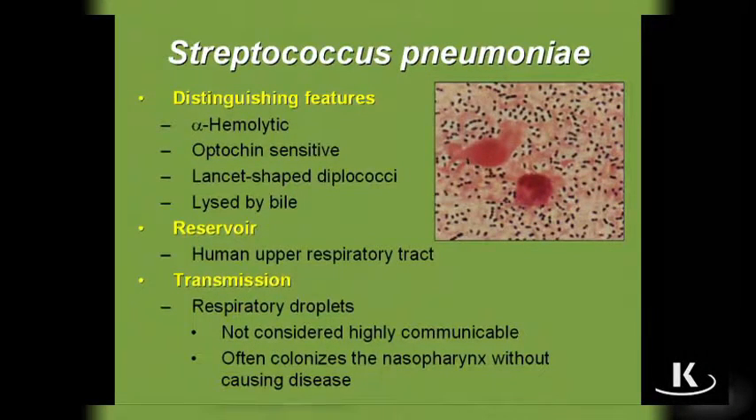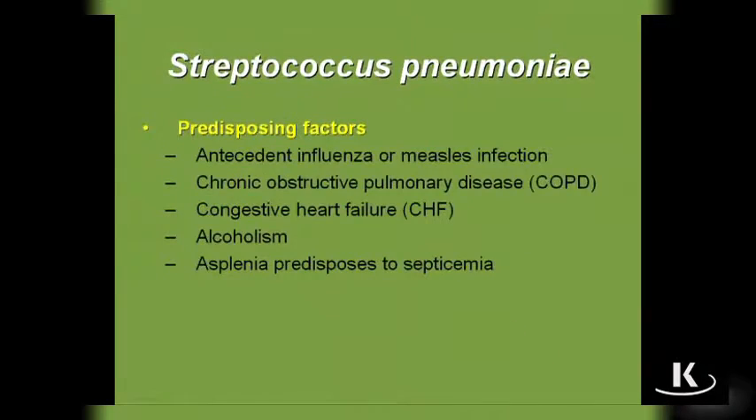So it's transmitted, because it's part of the respiratory tract, by respiratory droplets. What are some of the predisposing factors for Streptococcus pneumoniae? Like we talked about with Staph aureus, you can have a viral infection in there that beats up the respiratory tract, allows other agents to get in there a little bit easier.